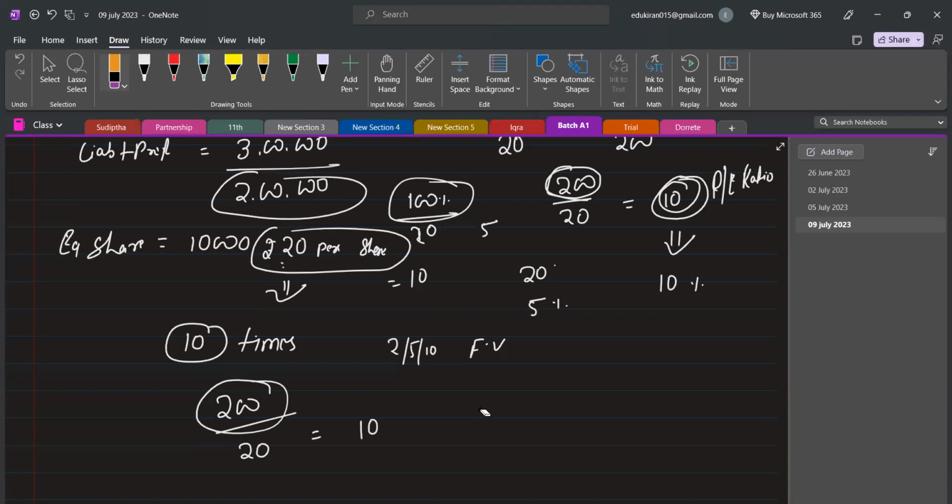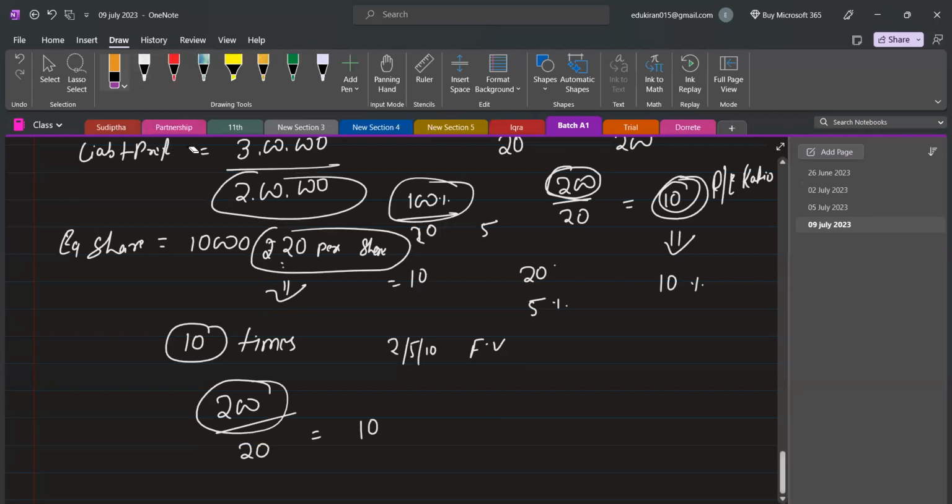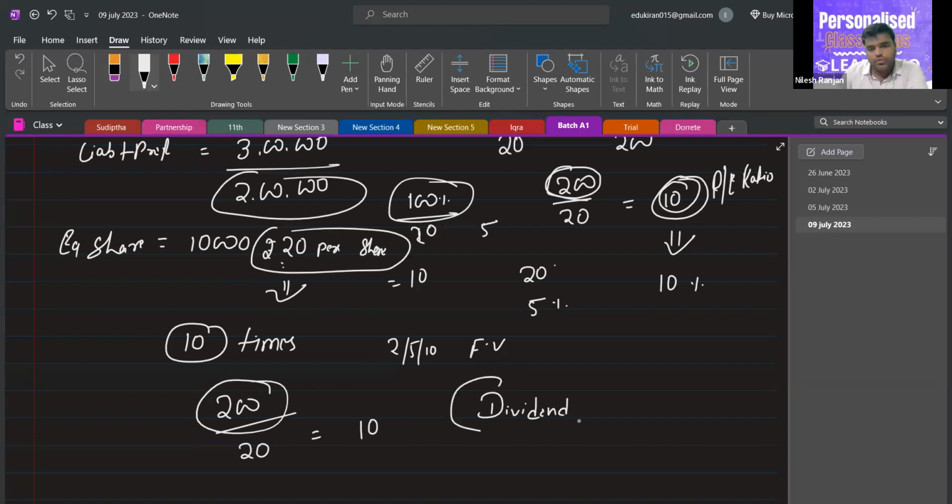Yes, sir. Now, there is one more concept related to this chapter, that is dividend. Can you tell me what is dividend? So it's the profit or share which goes to the shareholders. Yes. So dividend means a share in the profit of a company. It is given to shareholders.